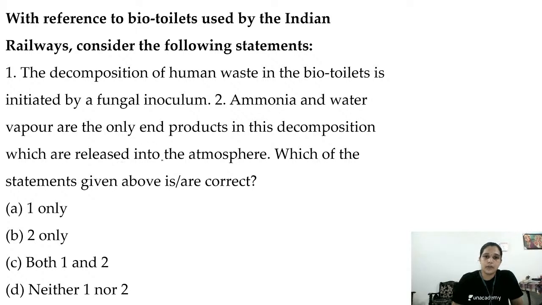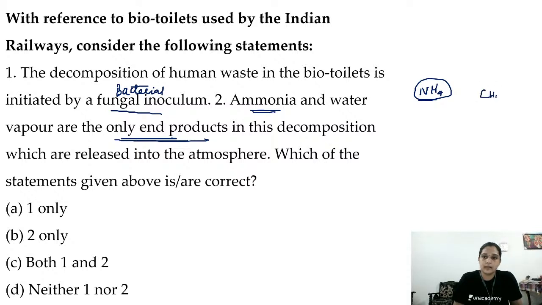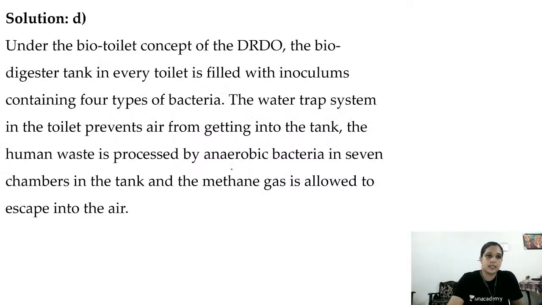The decomposition of human waste in bio-toilet is initiated by fungal. See, in terms of this decomposition, fungus is not more reliable, but bacteria is more reliable. Keep that in mind. Bacterial inoculum should be the answer. Ammonia and water vapor are the only end products. See, ammonia is NH4, but this is actually, it should be methane or some other gases, not ammonia. So here the answer is D.